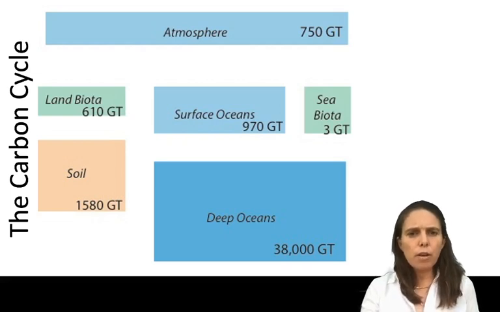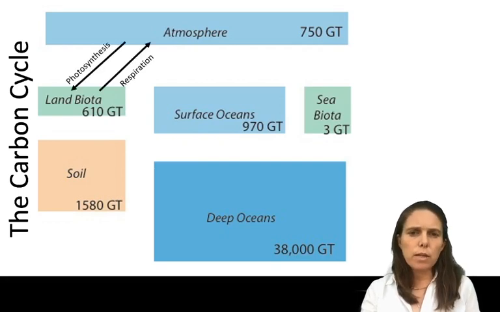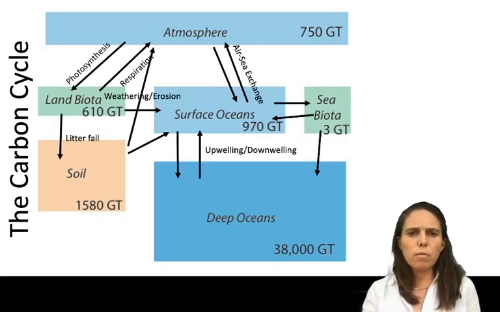In addition to thinking about how much carbon is in each of these reservoirs, we often think about the processes or the rates of the processes that take carbon from one reservoir to another. For example, photosynthesis and respiration. But really, you could draw arrows all over this diagram, talking about the rates and magnitudes at which carbon is moved from one box into another.